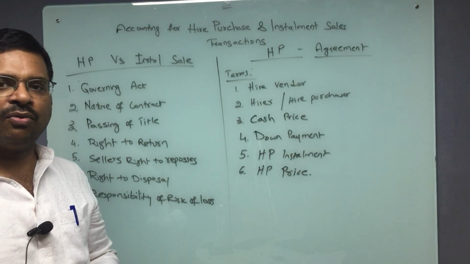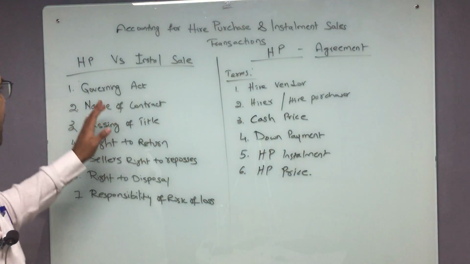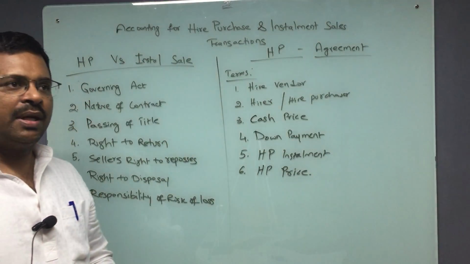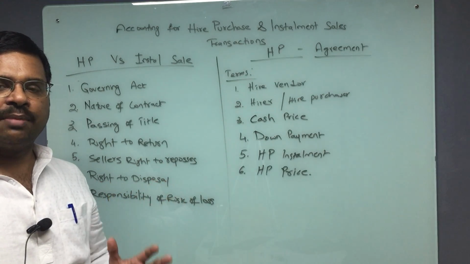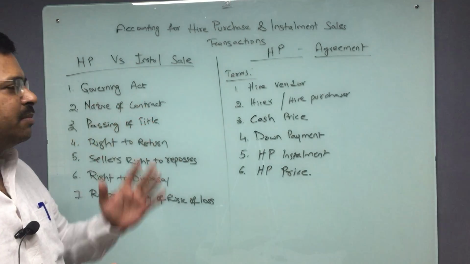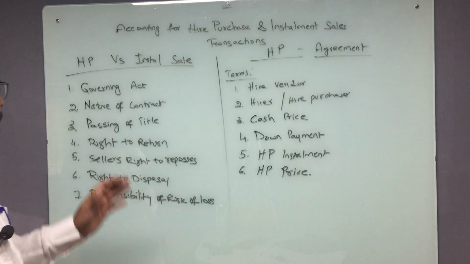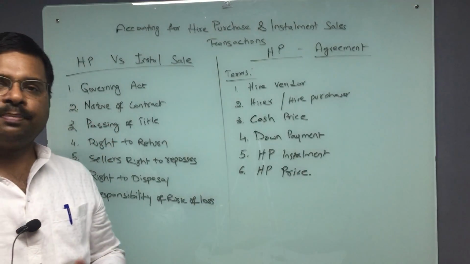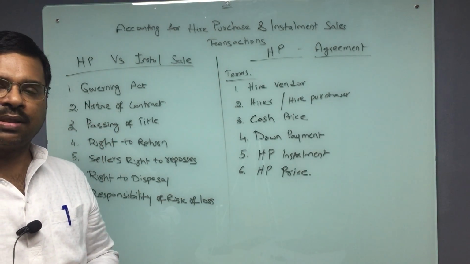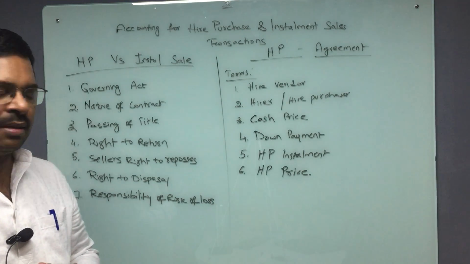Let us understand the major differences between these two types of transactions. One is the governing Act. Hire purchase is governed by the Hire Purchase Act 1972, and in case of installment sale it is governed by the Sale of Goods Act 1930. Nature of the contract: hire purchase is a hire purchase agreement. In case of installment sale, it is an agreement of sale.